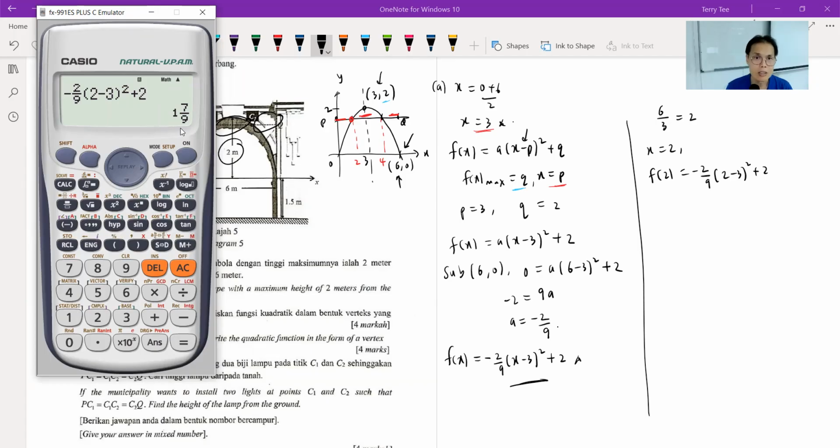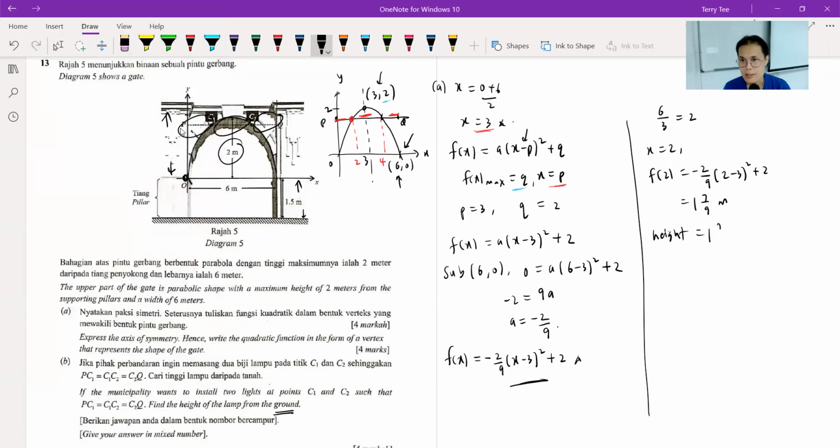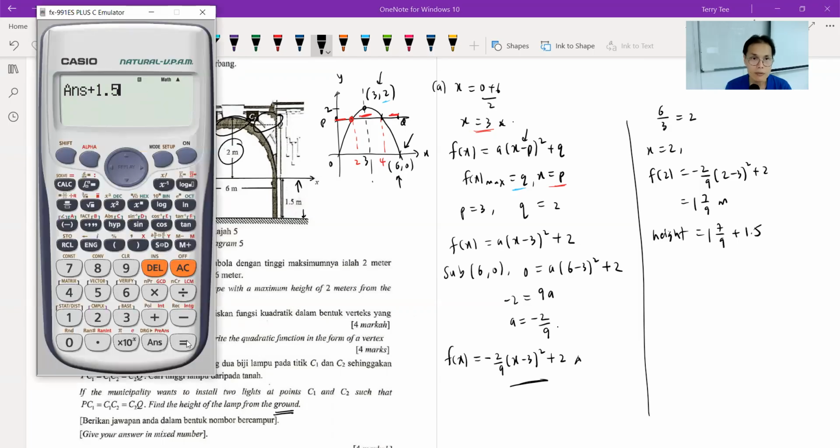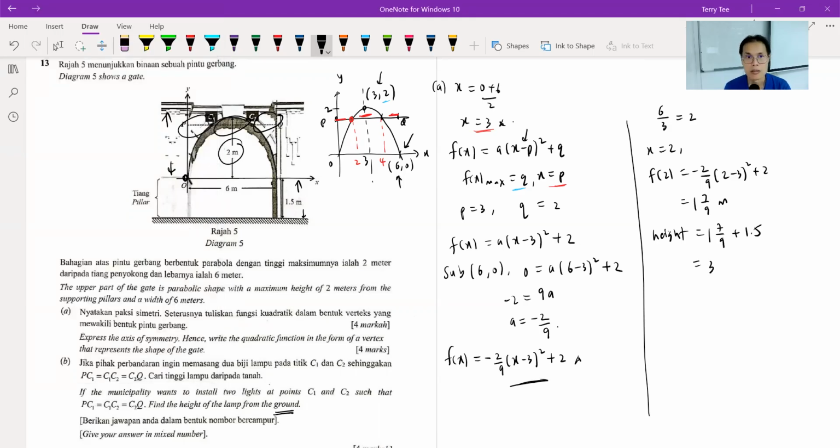This is the height from point O, here to here. We're supposed to find the height from the ground. From the ground level, you have to add another 1.5. So your height from the ground is 17/9 added with 1.5. 1.5 or 1/2. So you add 1.5. You can use your calculator. 59/18 or 3 5/18. Yeah. Your answer must be written in mixed number.